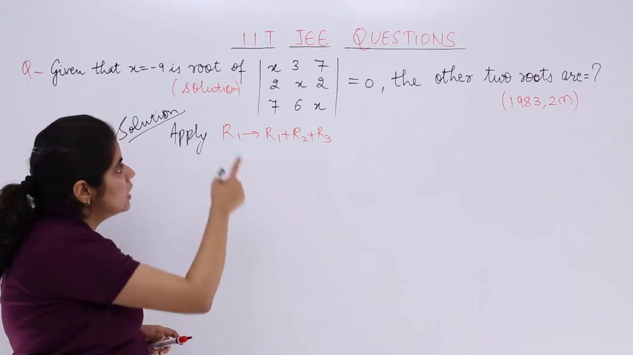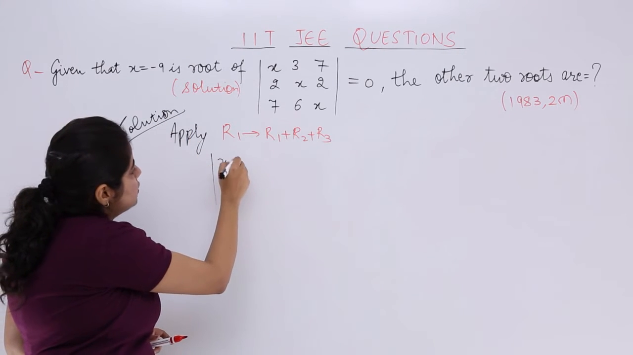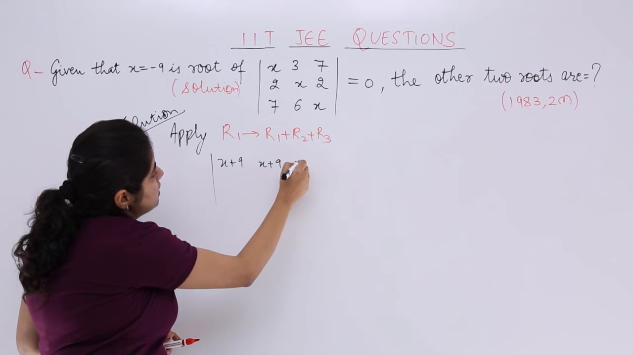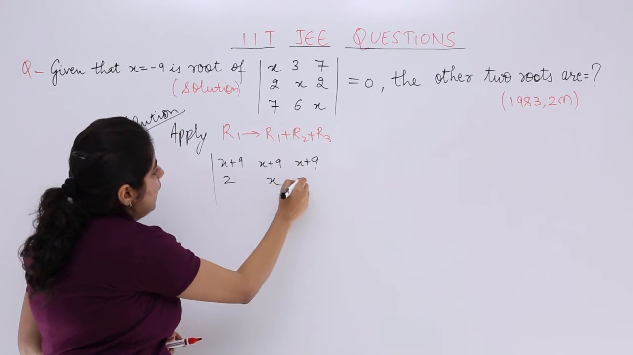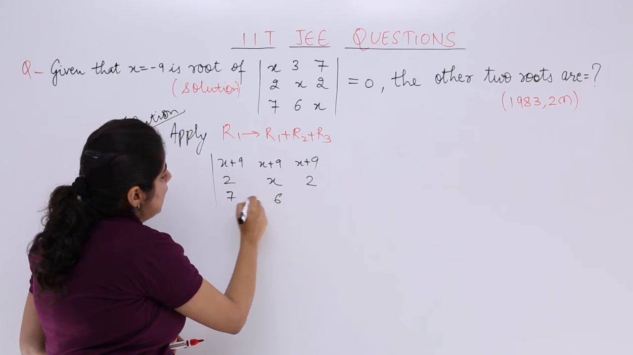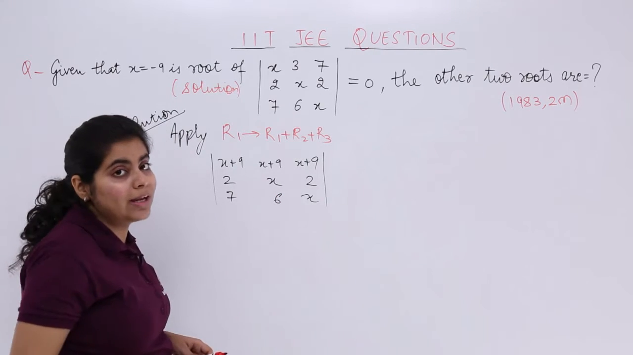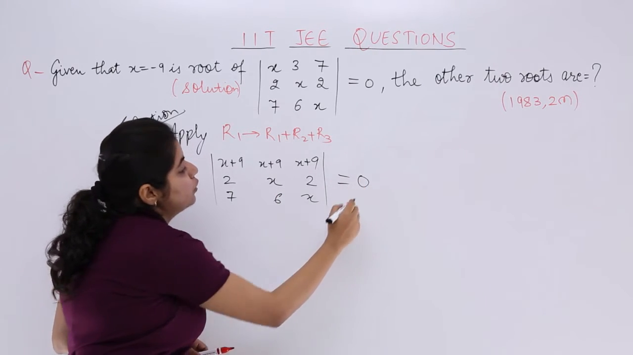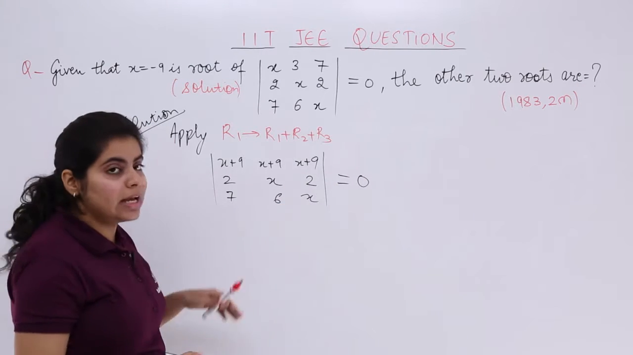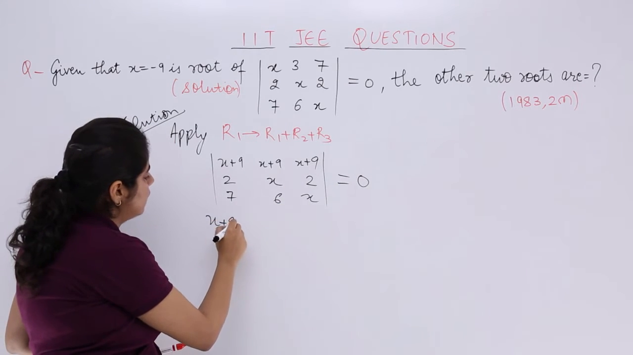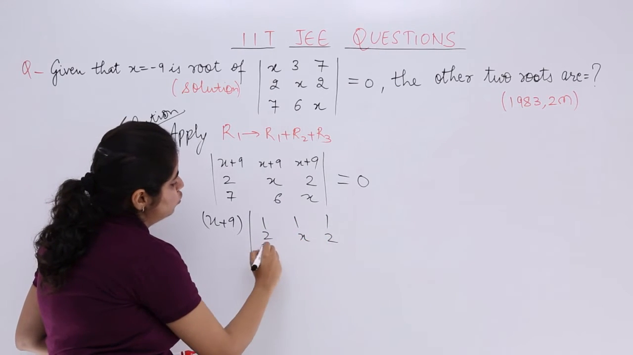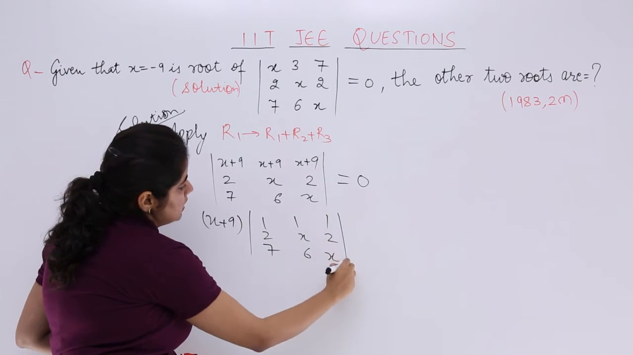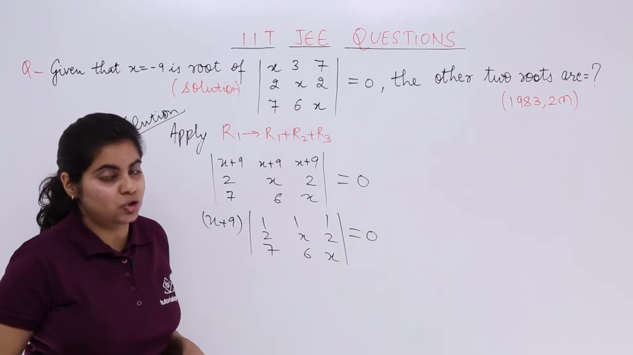Now what happens? Things change. It is x plus 9, x plus 9, x plus 9 everywhere, then 2, x, 2, and 7, 6, x. Okay, good. It was already equal to 0, so you need not change anything. Take x plus 9 out as common: x plus 9 outside, inside is 1, 1, 1, 2, x, 2, 7, 6, x, and outside equal to 0 does not change.